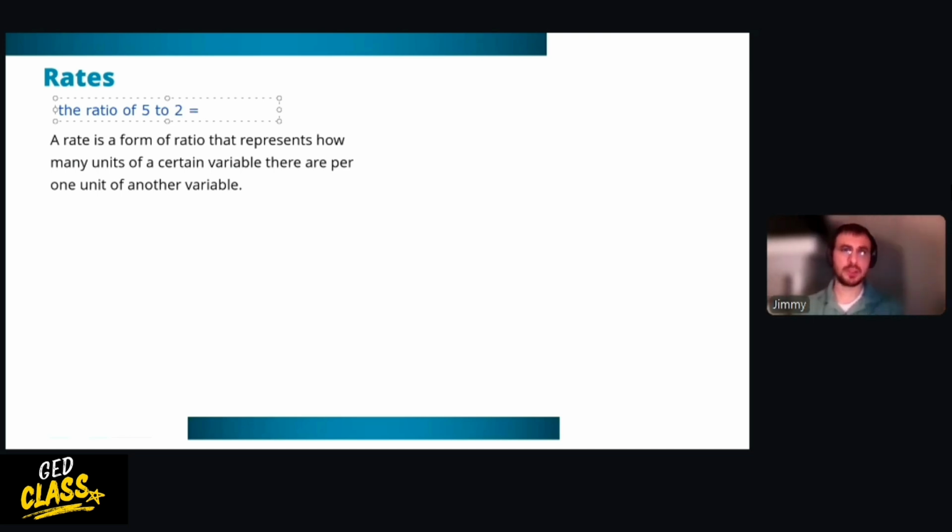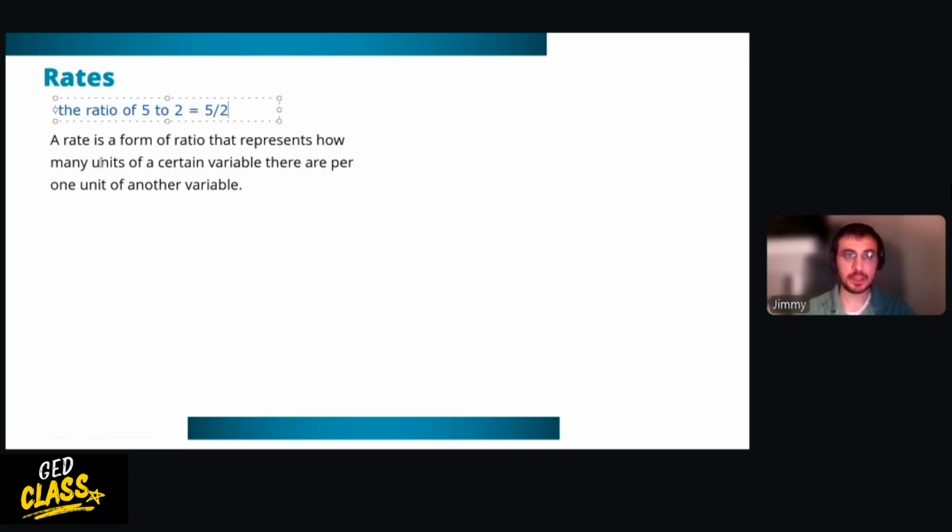Does anybody know what that would look like as a fraction? The ratio of 5 to 2, if we were to write that as a fraction? Alexandros, yeah. So you write the top thing on top, the 2, and put the other thing on the bottom. So the ratio of 5 to 2, we could write as a fraction, 5 divided by 2. Excellent job, everybody.